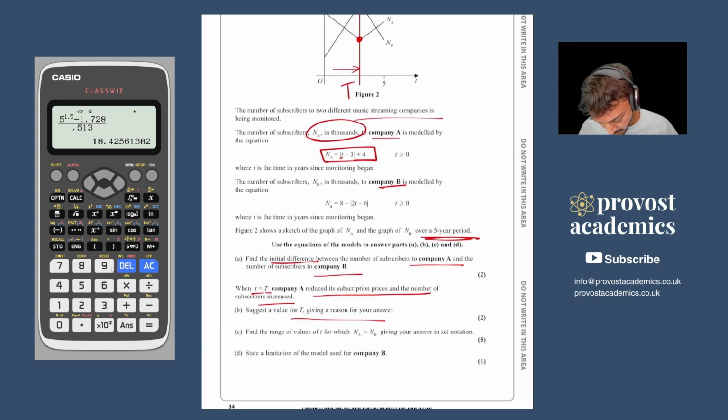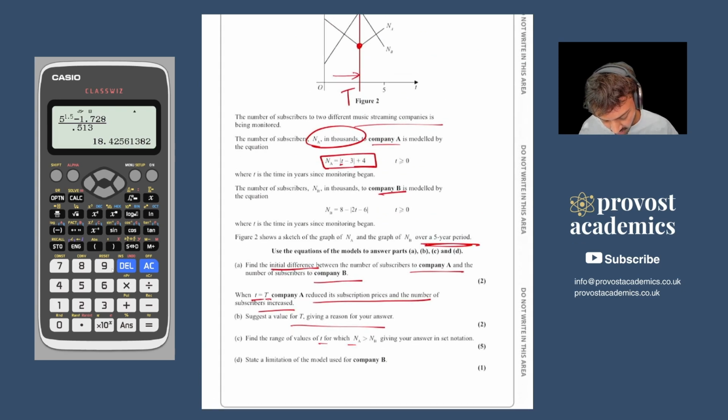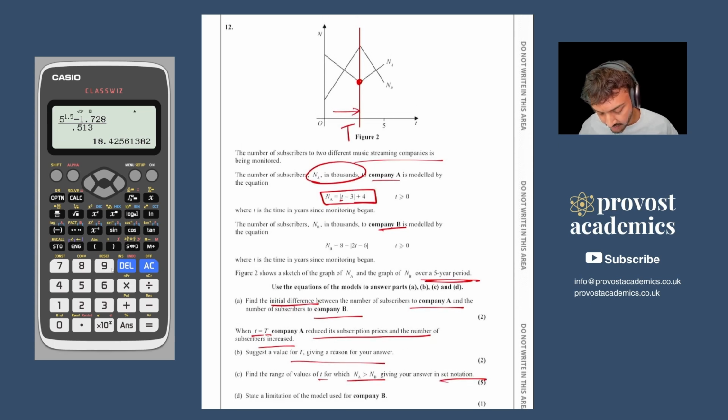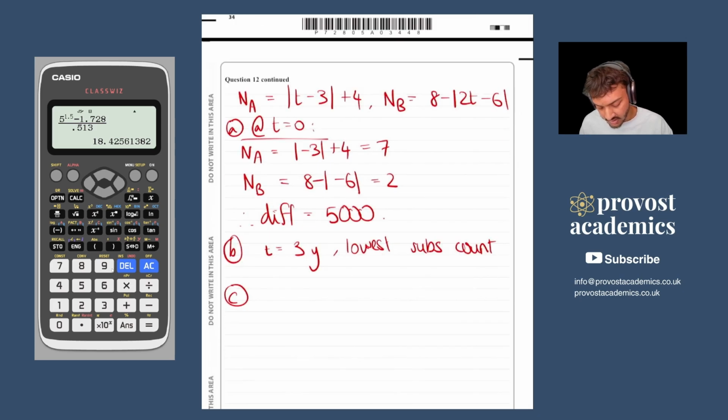Let's see. Find the range of values for T for which NA is greater than NB using set notation. So effectively what they're asking you to do here is to solve the modulus equations. Now, key thing to remember here, when you solve modulus equations, you have to consider both the positive case and the negative case. That's why it's a 5 marker, right? It only makes sense. So let's consider both cases.